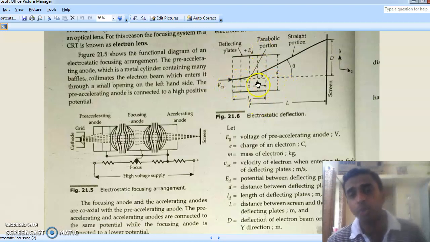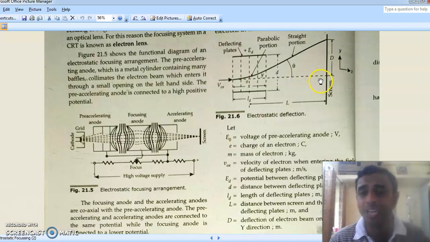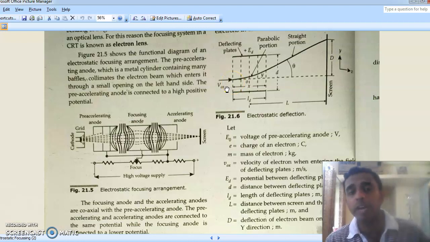That is, if there is no deflection plate, it will certainly hit this spot. That means the movement is only in the X direction. Velocity and acceleration components are only in the X direction. But after they enter, something happens. At this point, till this point, the velocity of the electron is only in the X direction. No velocity in the Y direction as well as the Z direction. That is why it is given as VOX. Other things I have explained.